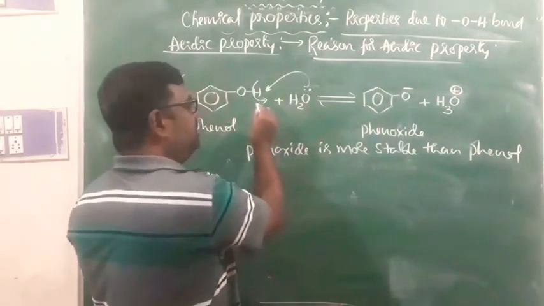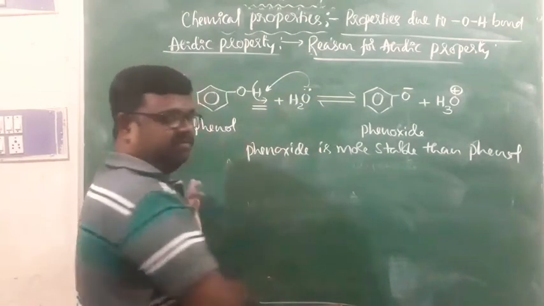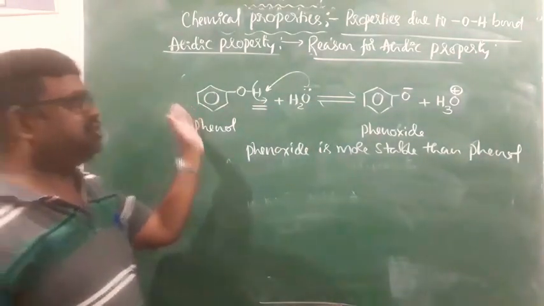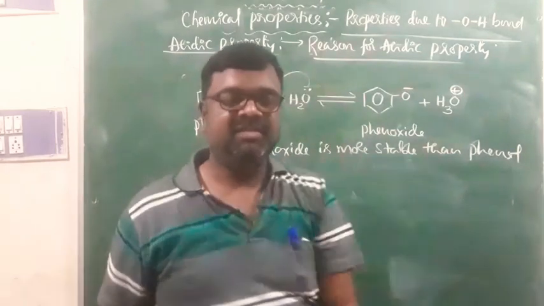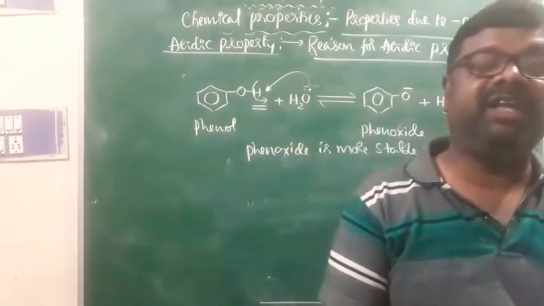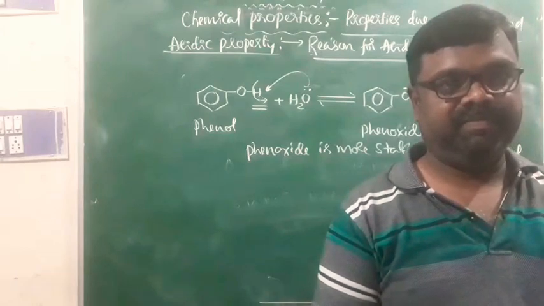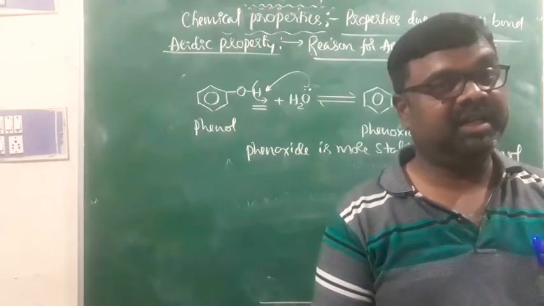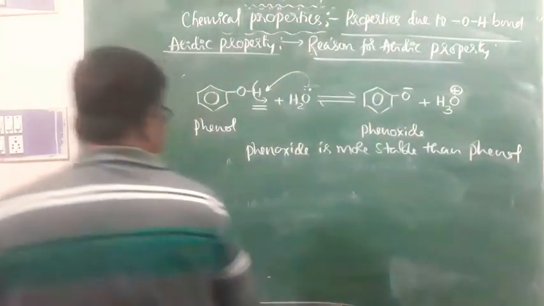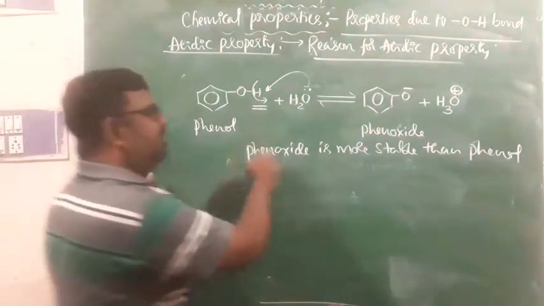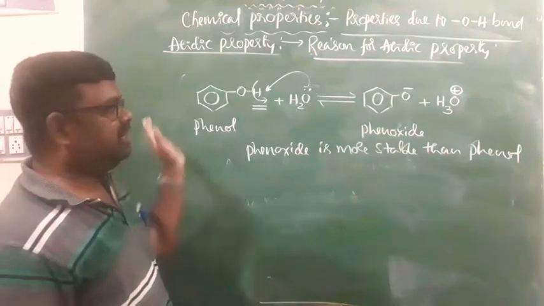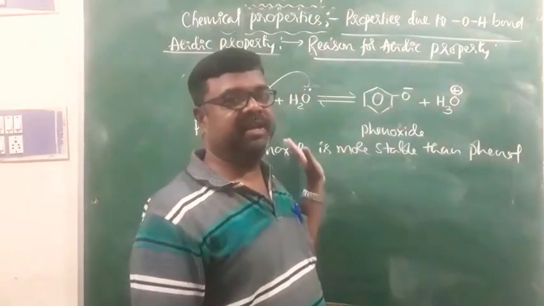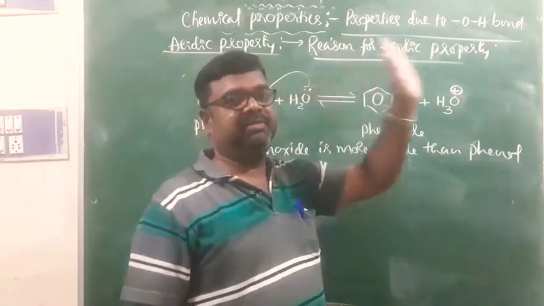In doing so, it has to release H plus ion. If it wants to become phenoxide, it has to donate H plus to water. That makes phenol acidic. Next question: why is phenoxide more stable than phenol? Phenoxide is more stable than phenol, and that's why phenol donates H plus to water and becomes acidic.